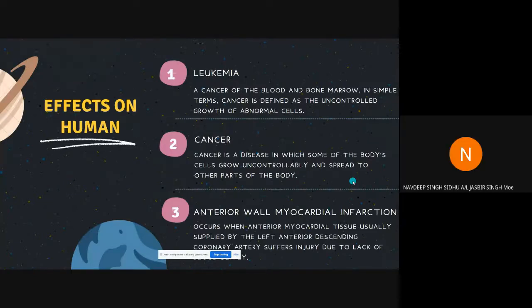Okay, so now the effects on human. Space weather can cause leukemia, cancer, and anterior wall myocardial infarction. Leukemia is a cancer of the blood and bone marrow. Cancer is a disease in which some parts of the body cells grow uncontrollably, and anterior wall myocardial infarction is usually when the tissue tears and suffers injury due to lack of blood supply. This can usually cause mortality and occurs usually in the inferior wall.